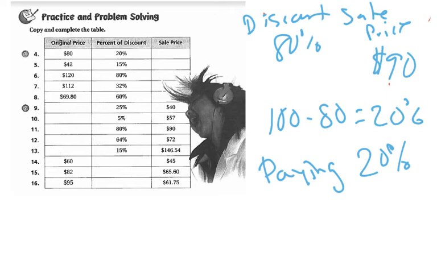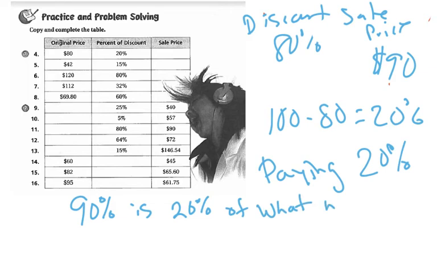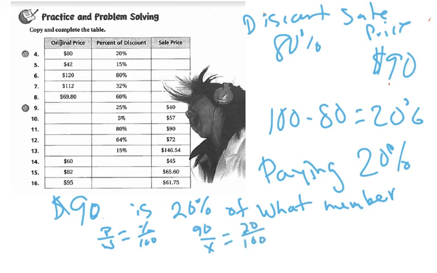So then we have to ask ourselves, 90 is 20% of what number? If I go part over whole equals percent out of 100, of what number? That means I don't know the whole. Oh, I'm sorry, it's not 90%, it's $90. Sorry about that, guys. $90 is my part. 20% is my percentage out of 100. I'm going to cross multiply. X times 20 is 20x equals 9,000. Divide by 20 on both sides.